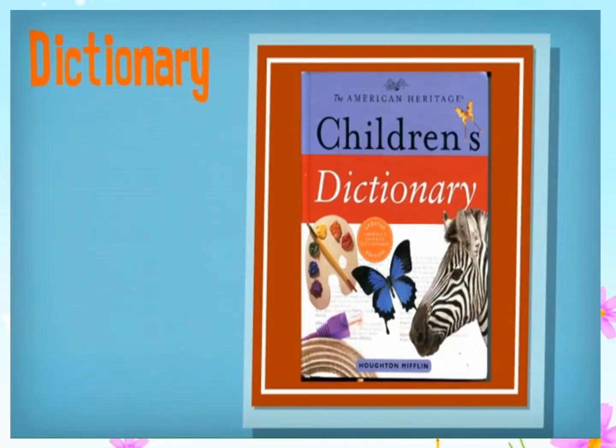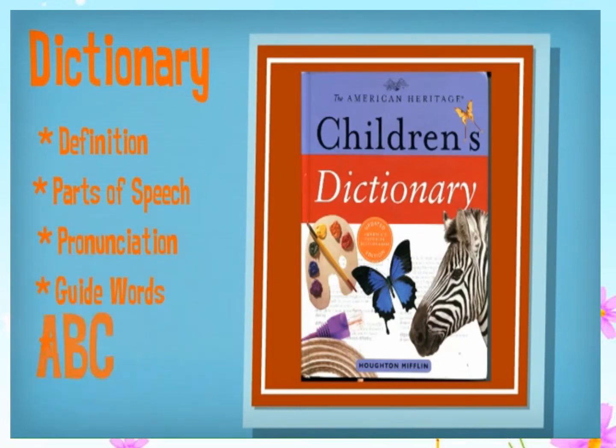The first one we're going to talk about is the dictionary. The main point of the dictionary is to find a definition or the meaning of a word. It also tells you the parts of speech, pronunciation or how to pronounce the words. They have guide words and they're in alphabetical order.